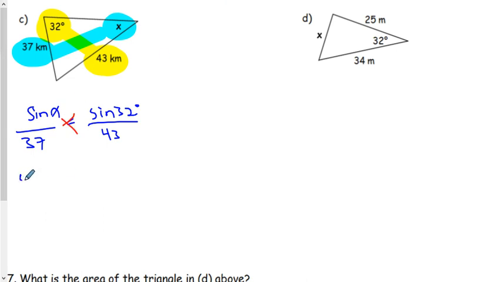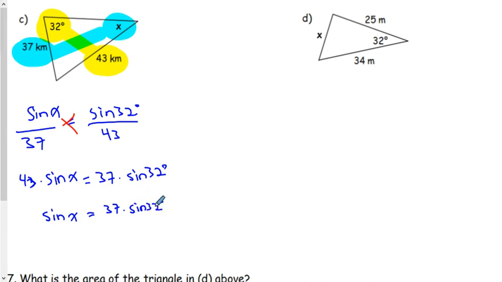We're going to end up with 43 times sine of x. Now I know I'm trying to get that angle x. I'm going to end up doing the inverse sine ratio at the end here. I know that's coming. And then I got 37 times sine of 32 degrees. Let's divide both sides by 43 so I can get sine x by itself. So I end up with 37 times sine of 32 over 43.